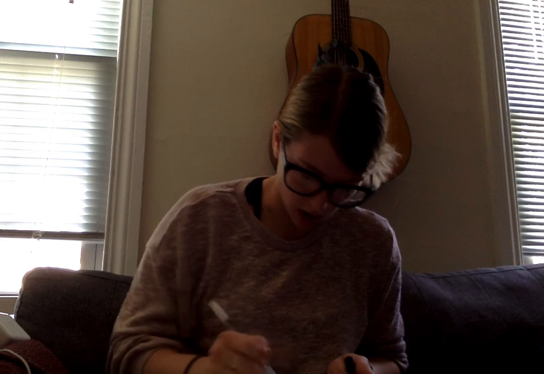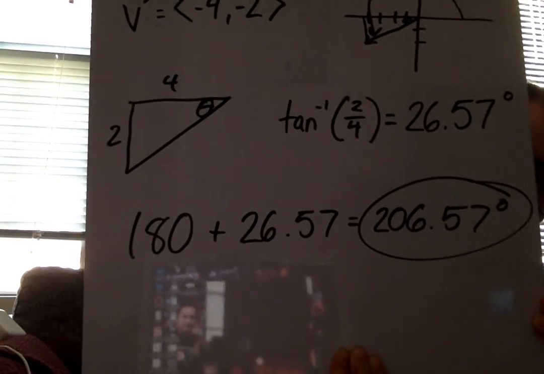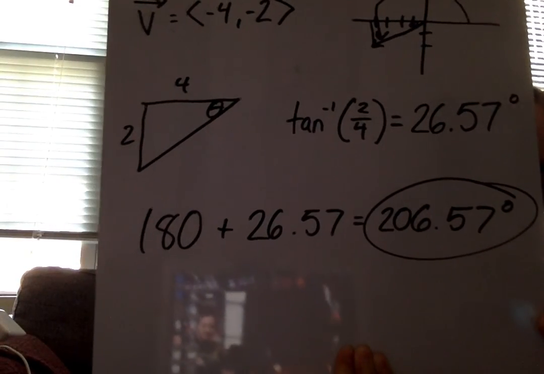I love third quadrant. I think third quadrant is nice because it's addition and not subtraction. So 180 plus 26.57. We're going to get 206.57 as our direction. Ta-da! Just add it.